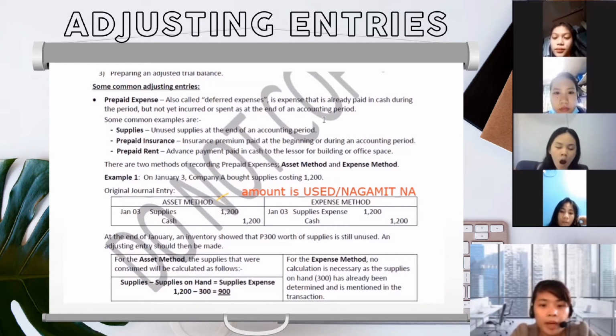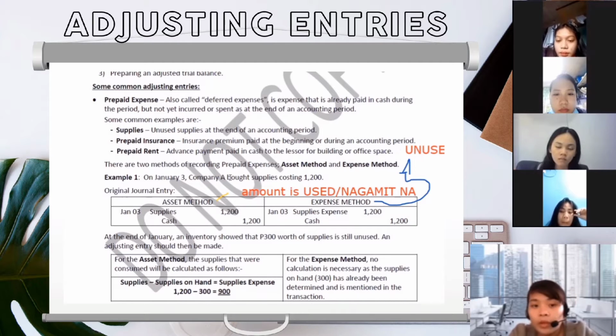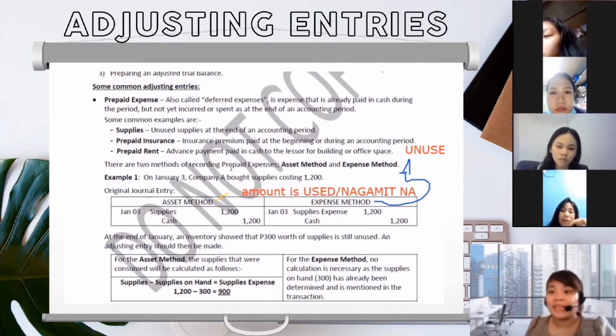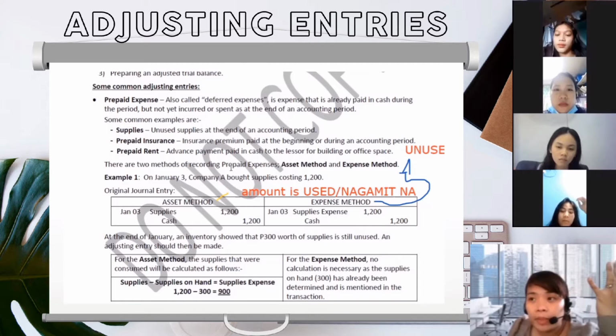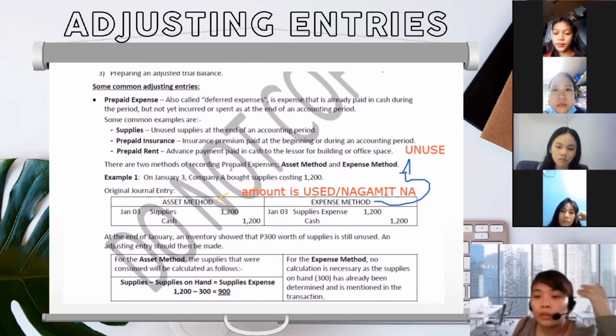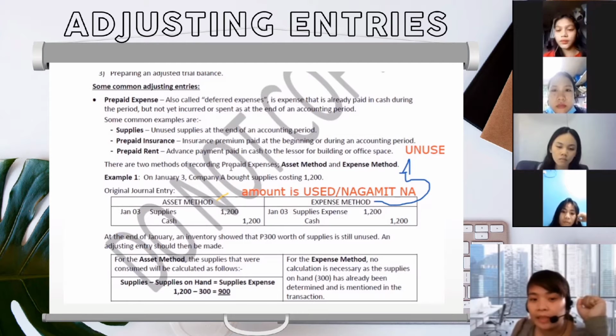In the expense method, it is the other way around. In the expense method, the amount you use is the unused. How do you know the unused? Inventory, if there is the word inventory. For example, you have a store and you sell barbecue. When you opened the store, you had 20 barbecues, and at the end of the day, 5 were left. So the 5 left are the unused. Do you get me, class?